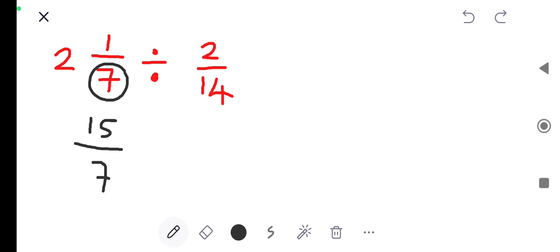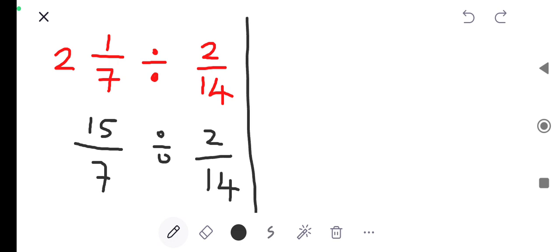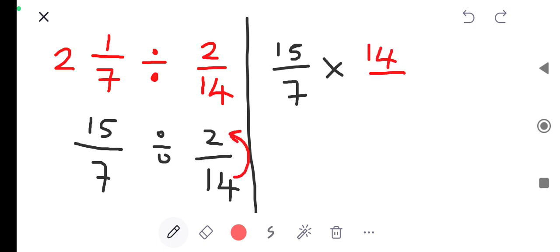You write your division again. Then you write 2 over 14 again. You keep the fraction at the left the same, meaning you write 15 over 7 again. Change this division to multiplication. Then you flip 2 over 14. When you flip 2 over 14, 14 will go up and become the numerator. Then 2 will come down and become the denominator.